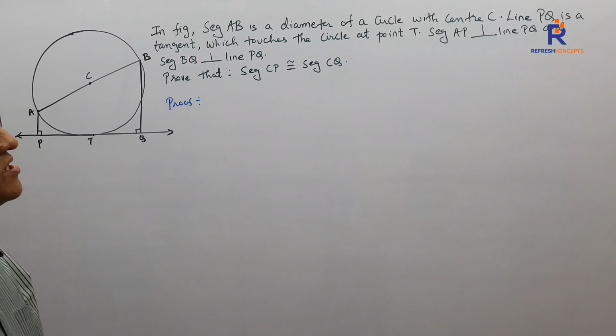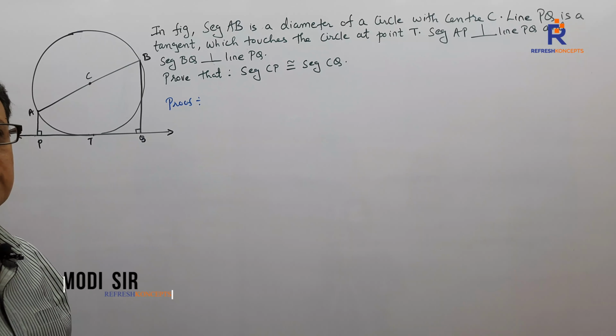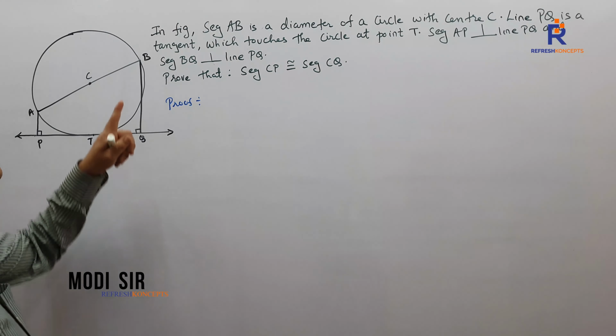Quite an interesting sum, children. Let's see what this one has to say. In the figure, segment AB is the diameter of a circle with center C. Line PQ is tangent, which touches the circle at point T. Segment AP is perpendicular to PQ, and BQ is perpendicular to PQ. Prove that CP is congruent to CQ.